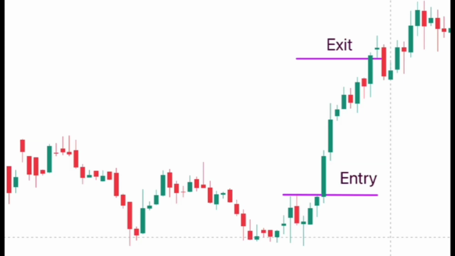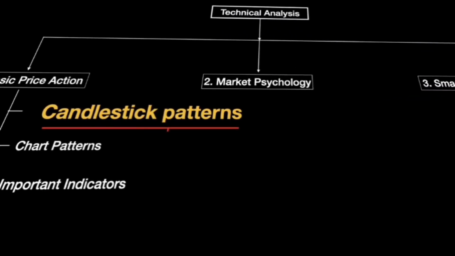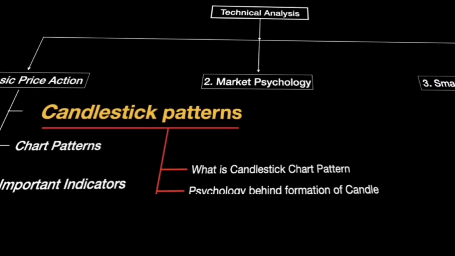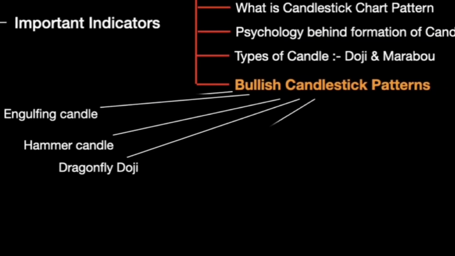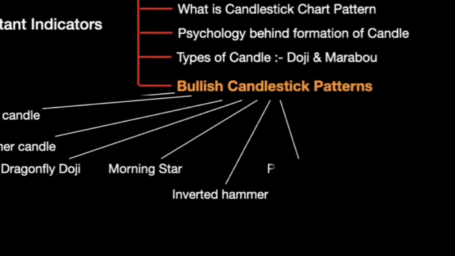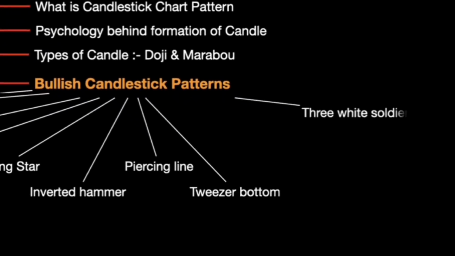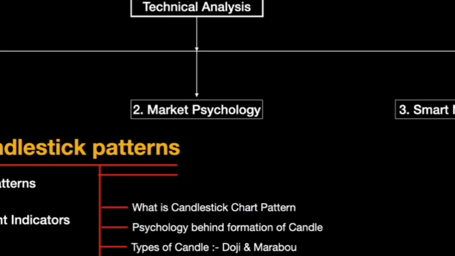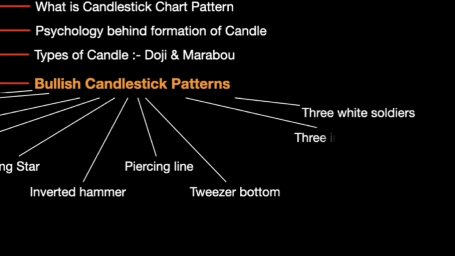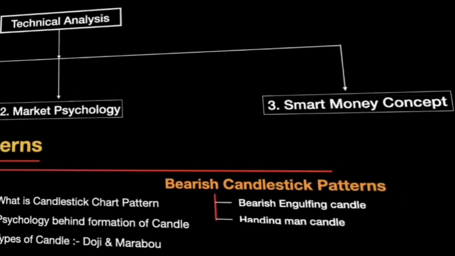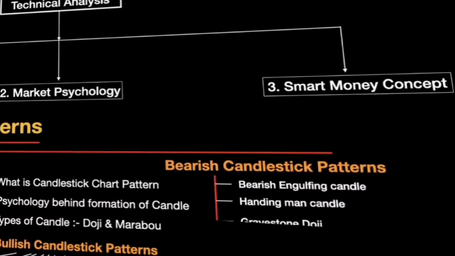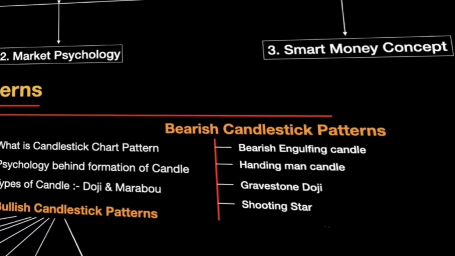In candlestick patterns, we will learn what a candle is, the psychology behind how candles are formed, different types of candles like doji and marubozu, bullish candlestick patterns such as bullish engulfing, hammer, dragonfly doji, morning star, inverted hammer, piercing line, tweezer bottom, 3 white soldiers, 3 inside up and 3 outside up candles. Bearish candlestick patterns include bearish engulfing, hanging man, gravestone doji, shooting star, evening star, tweezer top, 3 inside down and 3 outside down candles.